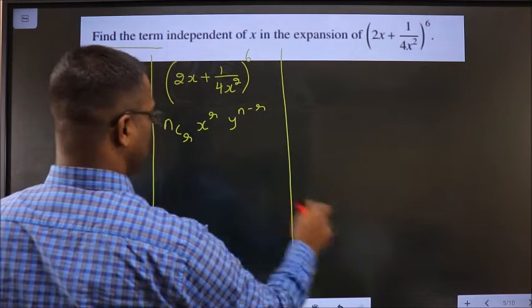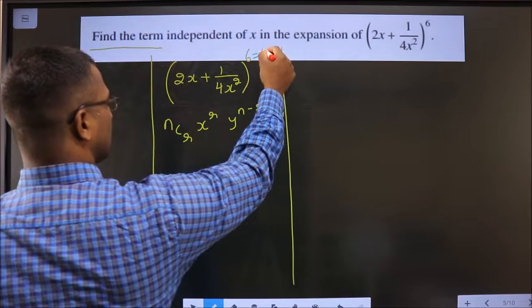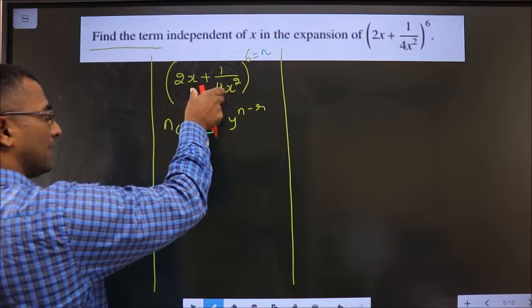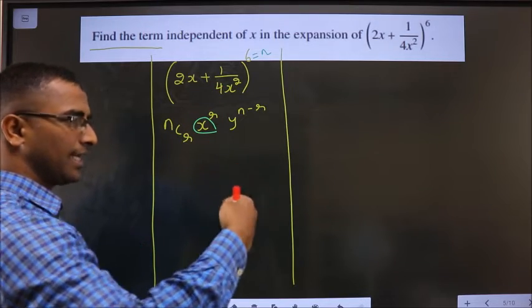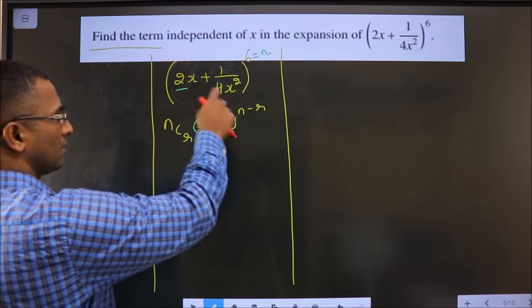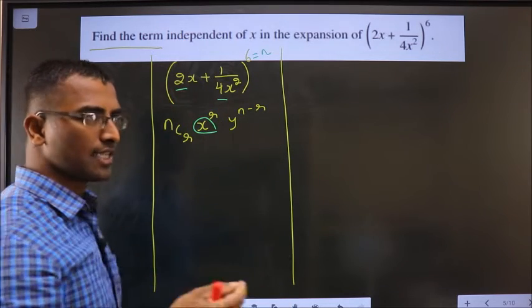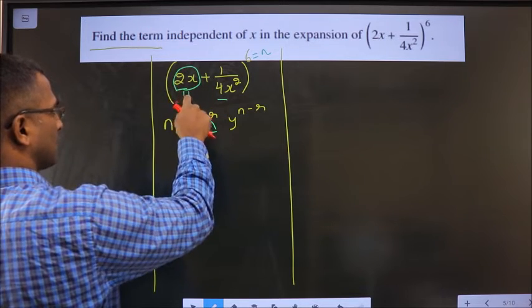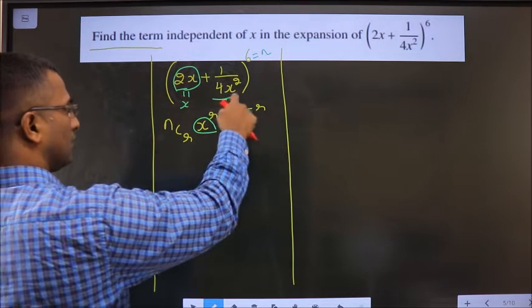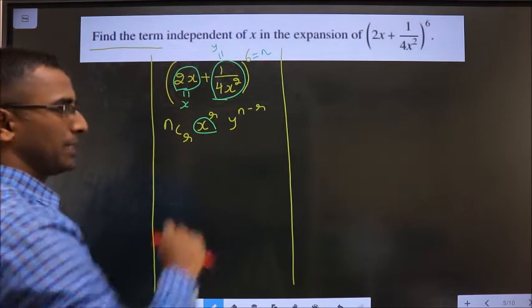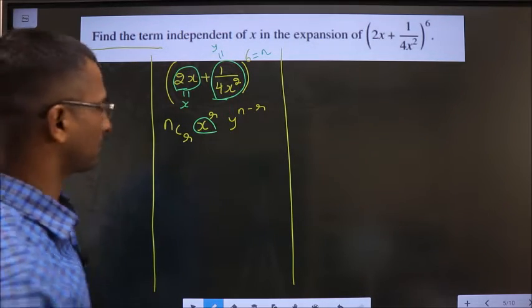Now, what is n? The power is n, and in place of x, what will you take? Inside the bracket, the x term should be taken in place of x. Here both of them have x in them, so any one of them you can select to be x. Let us say I am selecting this to be x. Then the other, the left out term, should be taken for y.